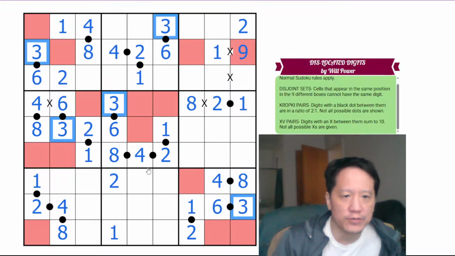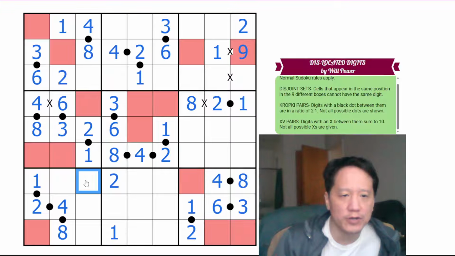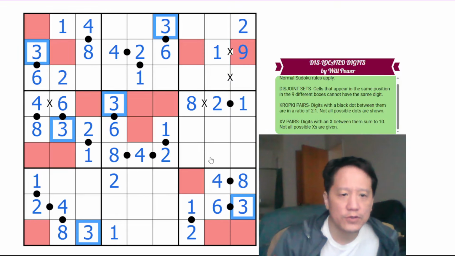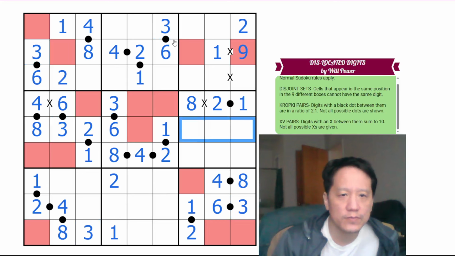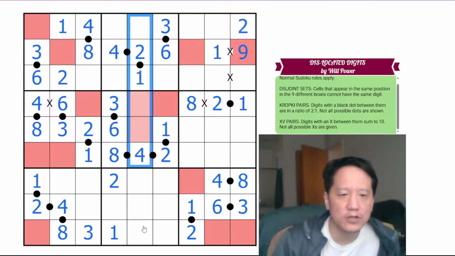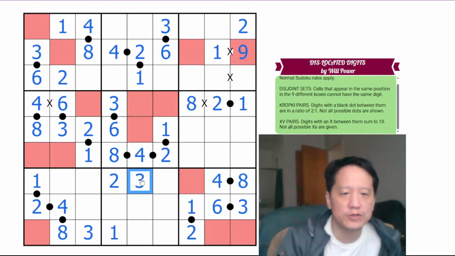So let's continue with the 3's, see if we have any more information. 3 can't be in the upper right-hand corner because of this 3, so this can't be 3 here and here. So 3 can't be here because of 3's in the box. 3 can't be here because of disjoint set for that, and 3 can't be here because of 3 in the row. So this is 3 here. Where's 3 in column 5? Can't be here because of 3 in the column. Can't be here because of 3 in the row, so this must be 3 here.